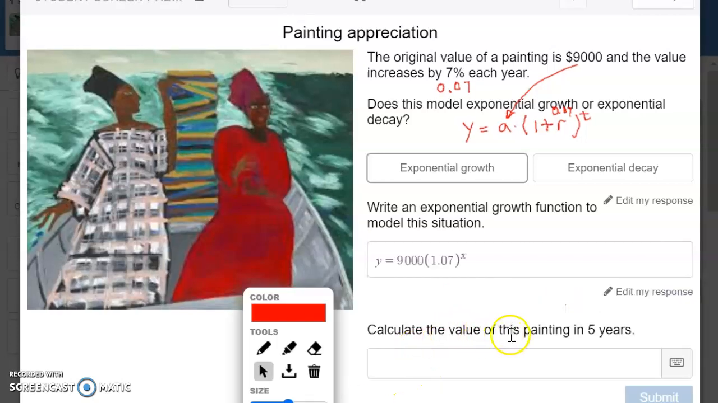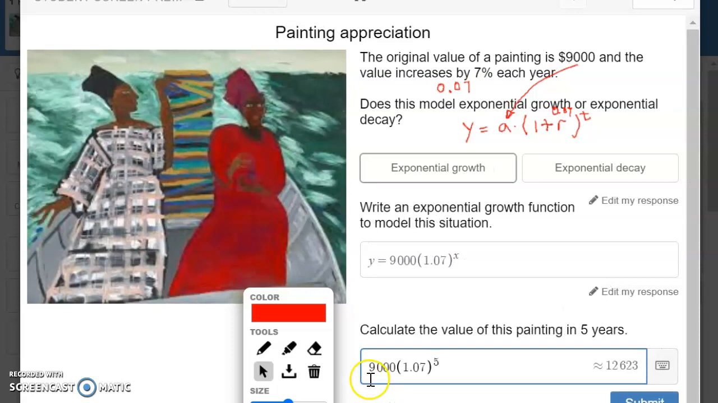Next, it's asking me to calculate the value of the painting in 5 years. That means I'm going to substitute x to be 5. When I substitute that in as expression, it actually even calculates it for me, and I submit it.